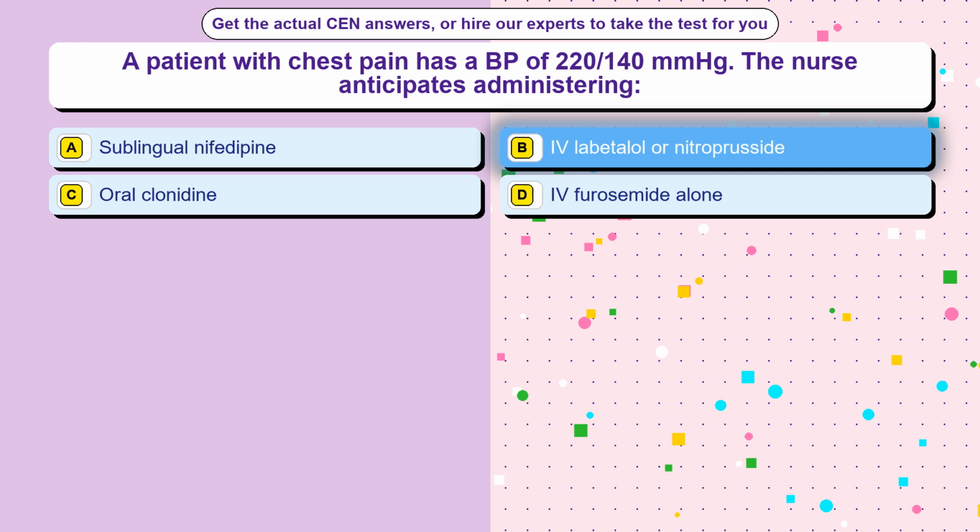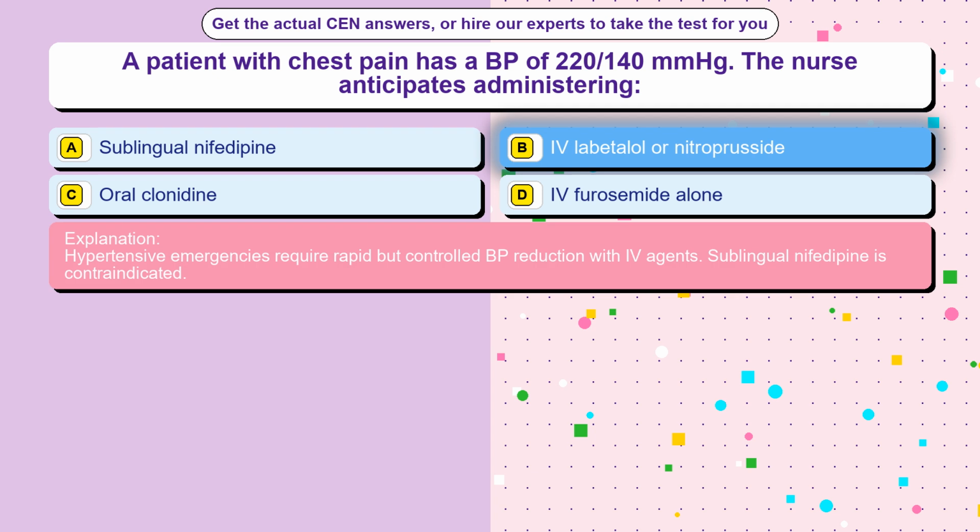The correct answer is Option B, IV labetalol or nitroprusside. Hypertensive emergencies require rapid but controlled BP reduction with IV agents. Sublingual nifedipine is contraindicated.